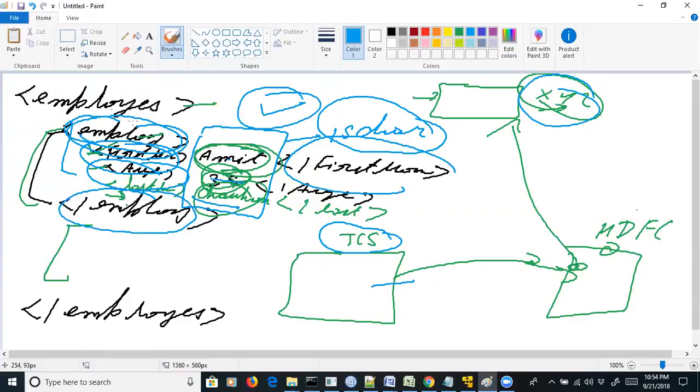And we call this metadata, because it provides information about your main information. The size of the metadata is, if you see, more than the actual information itself. So that is another problem with the XML.